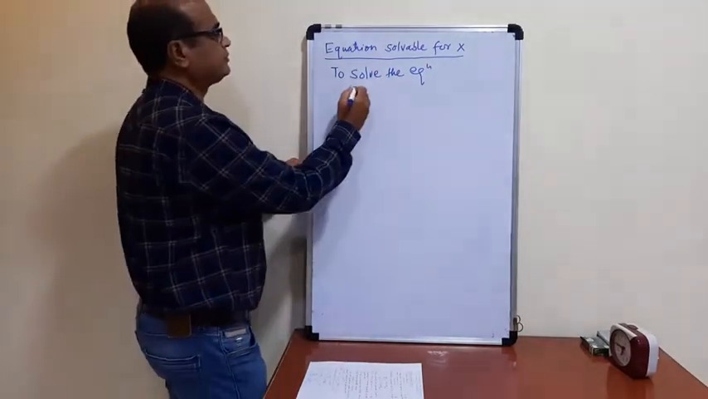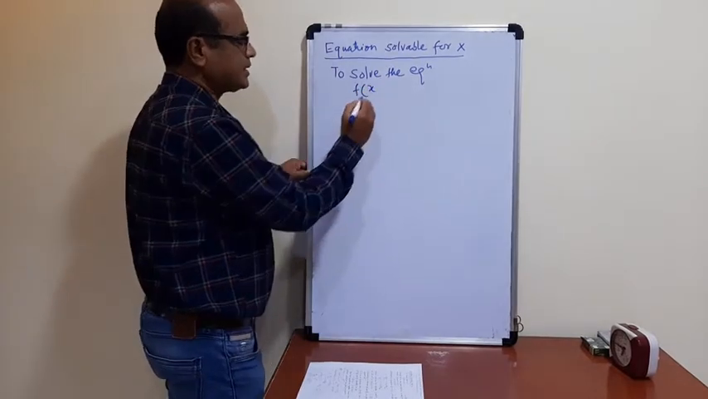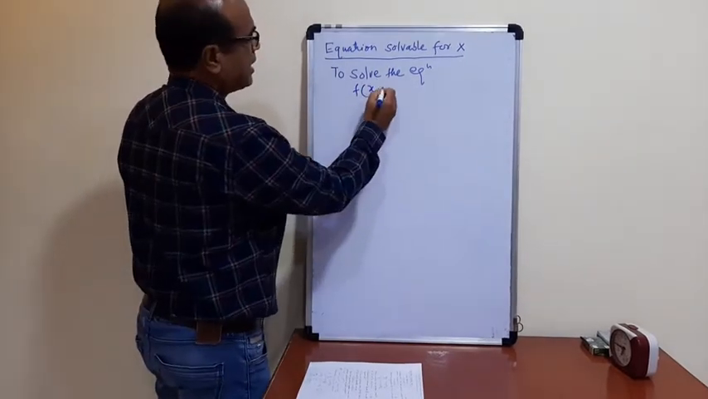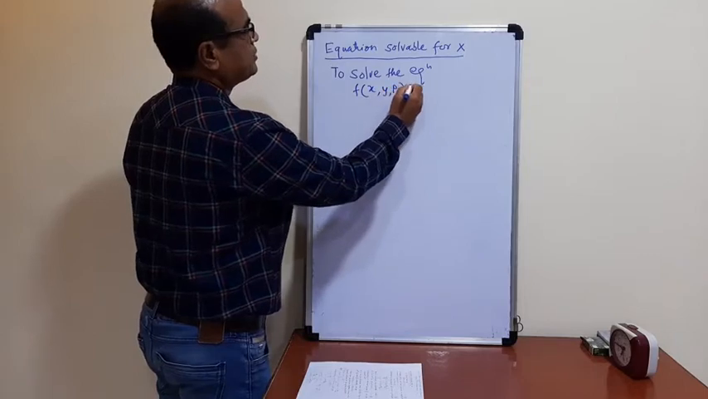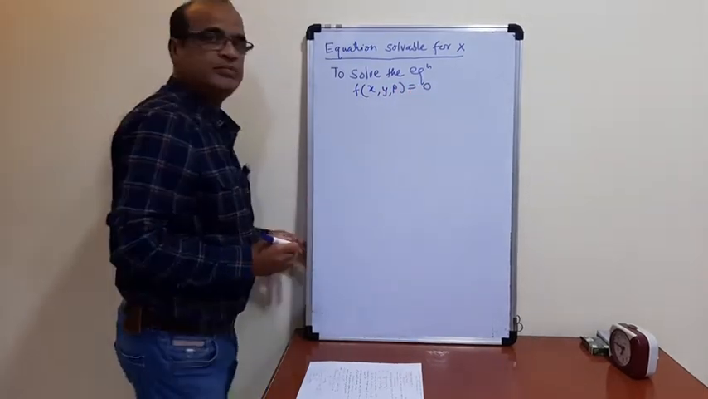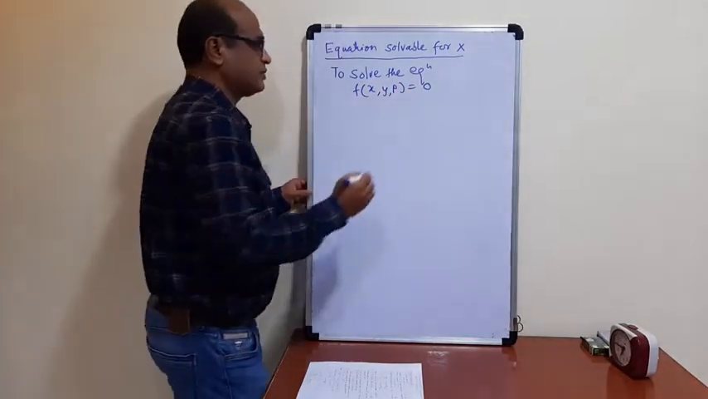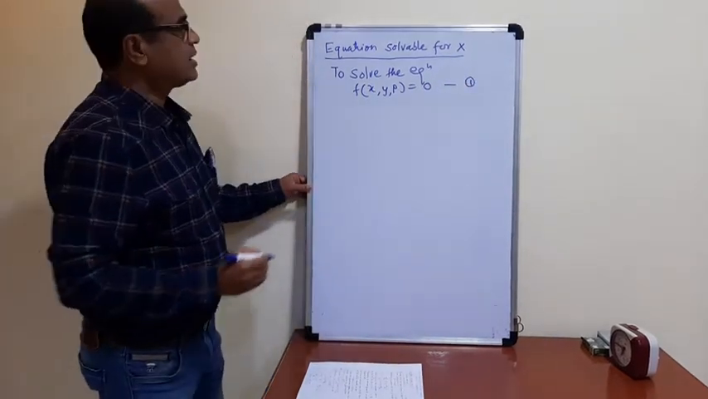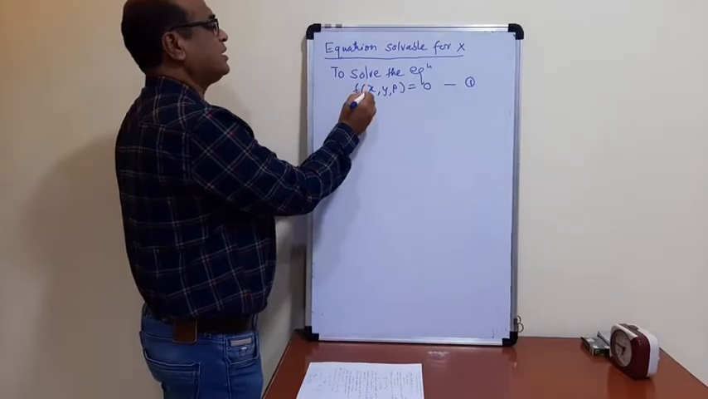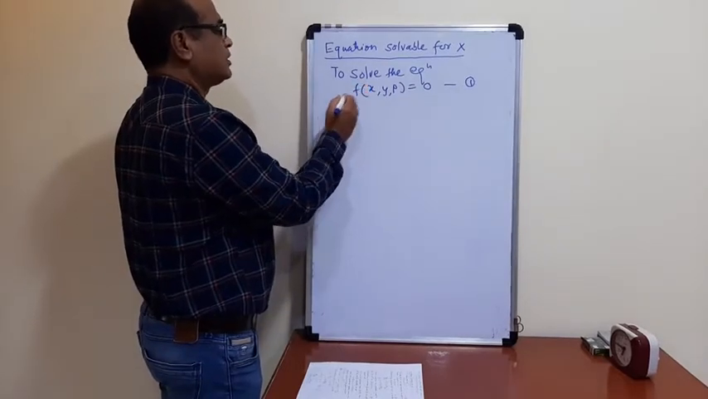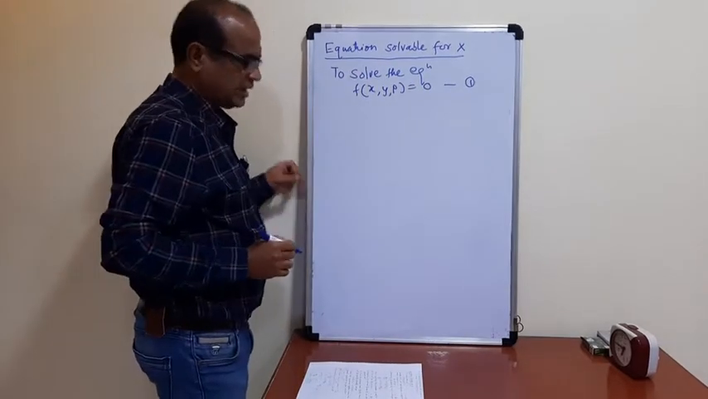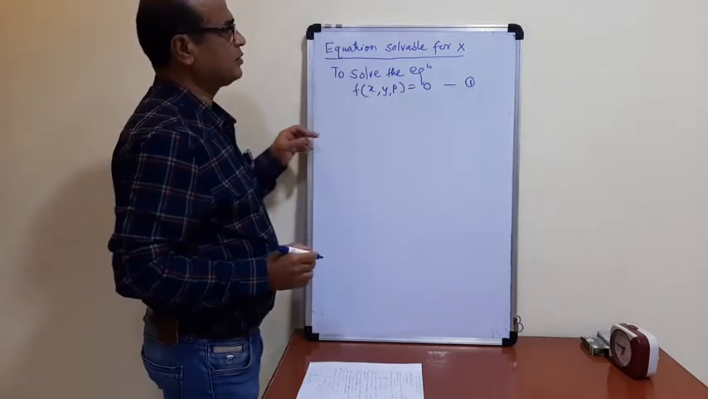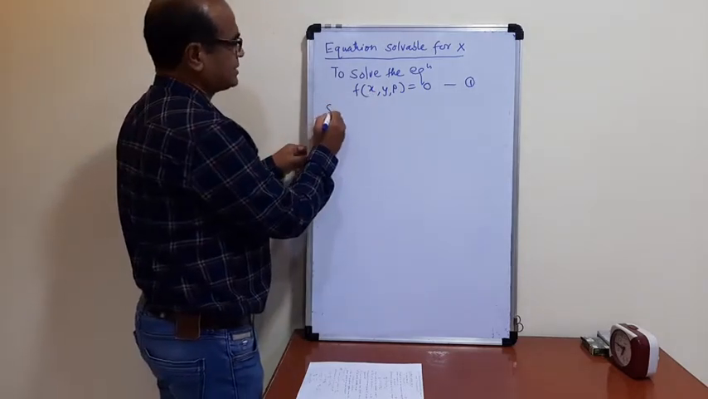f of x, y, p is equal to 0. So this is equation number 1. Okay. So solve this equation. To solve the equation here, f of x, y, p is equal to 0, solve for x.